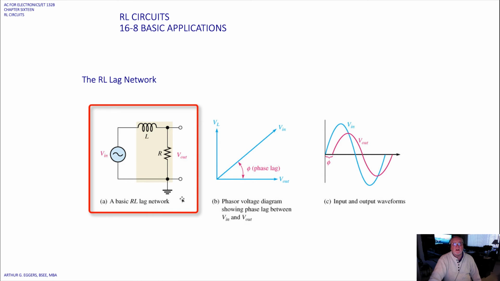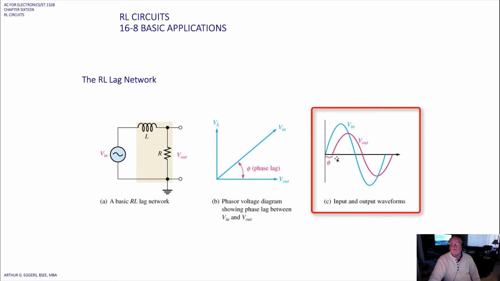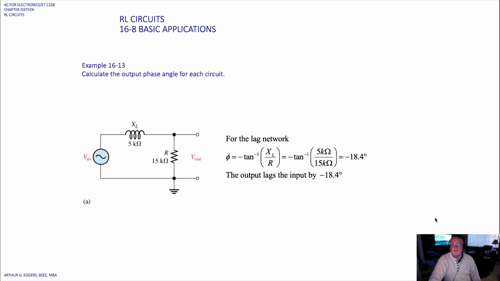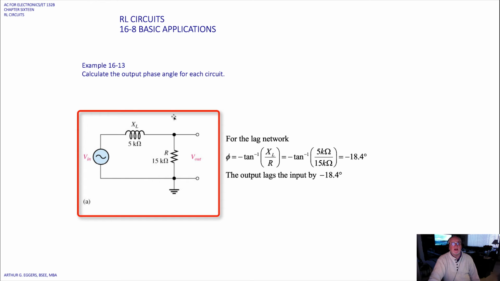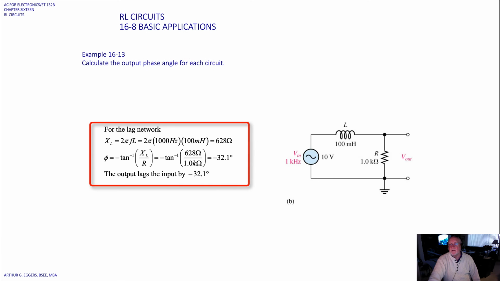So your basic RL lag network, the phasor voltage diagram shows the phase lag between V out and V in. Input and output waveforms again. In this case we can see that the angle phi is lagging, V out is lagging V in. So we're going to calculate the output phase angle. For the lag network, phi becomes the inverse tangent of X sub L over R, or an angle of minus 18.4 degrees. The output lags the input by 18.4.